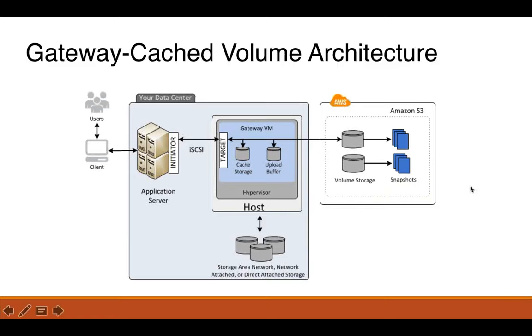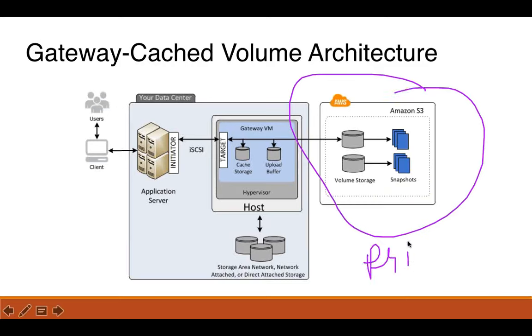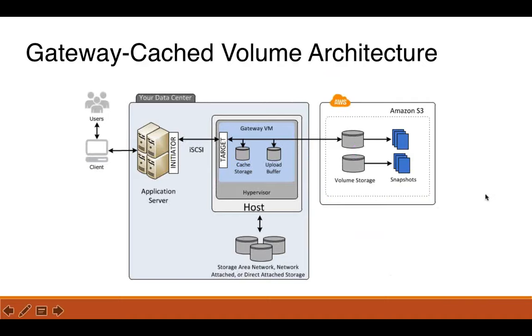In the gateway cache storage architecture, S3 is the primary storage. Over here, you put the entire data into the S3. This is your primary storage. You put the entire data onto these volumes, whereas the frequently accessed data is retained with the cache storage. So in the gateway cache volume architecture, S3 acts as a primary storage, whereas the storage gateway retains the frequently accessed data.